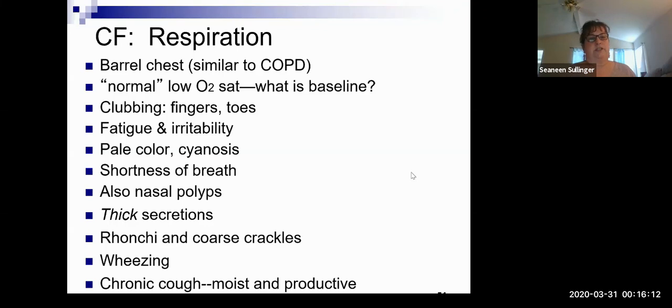Looking at respirations, they might have a barrel chest, similar to what we have with COPD, remember last semester. Their oxygen saturation is a normal low saturation. Similar to COPD, their baseline might be 88% on room air, so you need to find out what the patient's baseline is. There could be clubbing of the fingers and toes, tiredness, irritability, because if I felt that way, I'd be irritable too. Often very pale, could have some cyanosis, shortness of breath, thick secretions, wheezing, coarse crackles, and usually a moist, productive chronic cough.